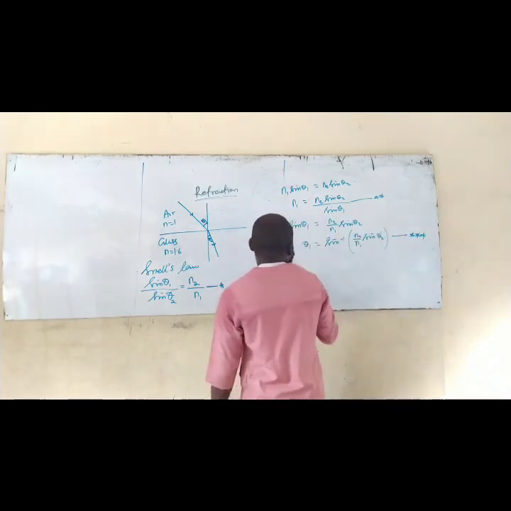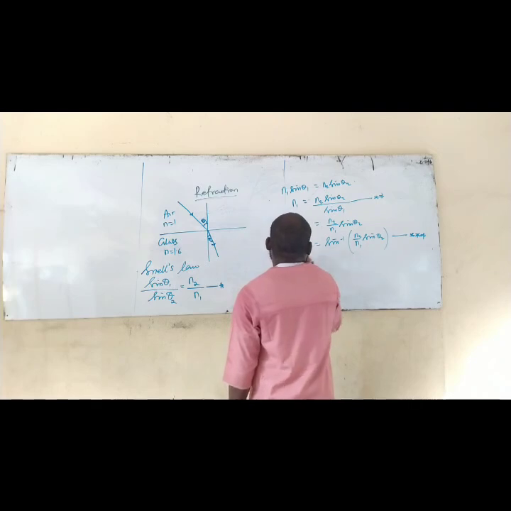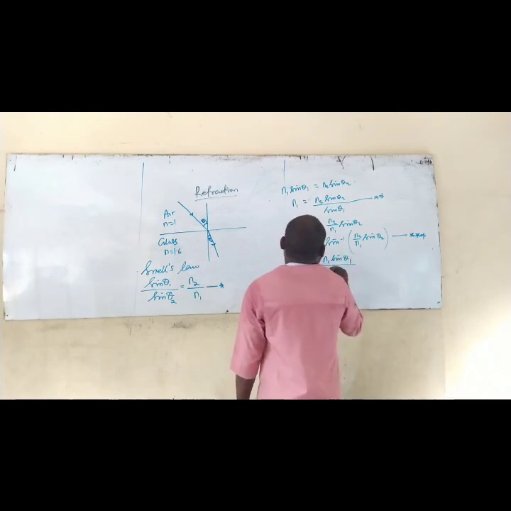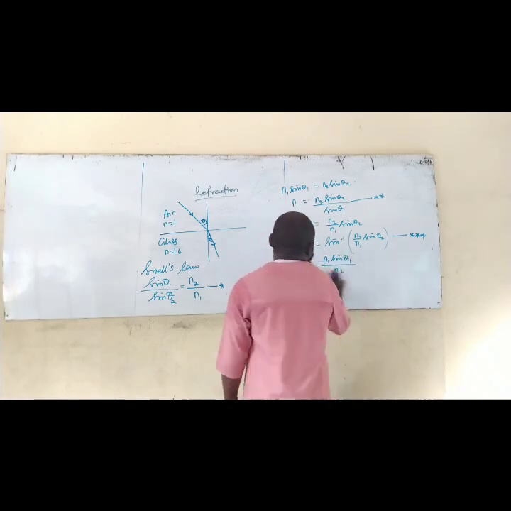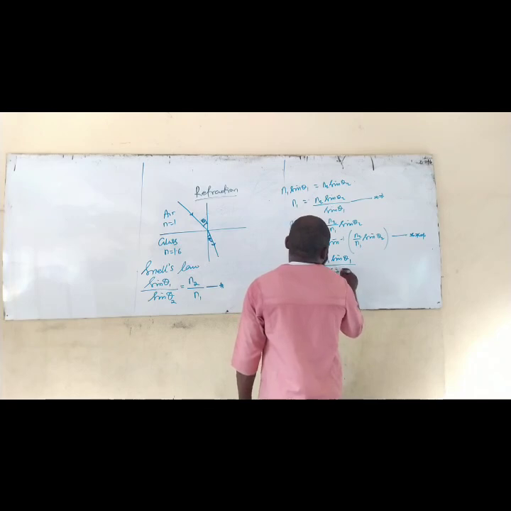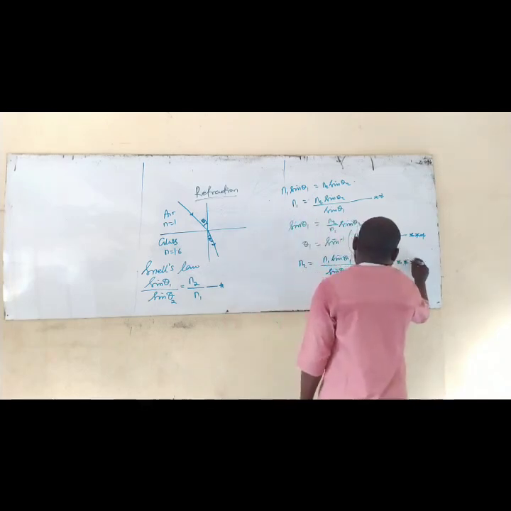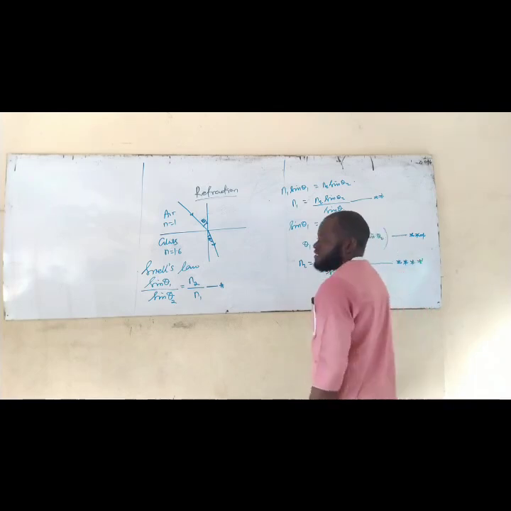And if I'm looking for N2, N2 will become what? N1 sine theta 1 divided by sine theta 2. And I can call this star. Are you seeing it now?